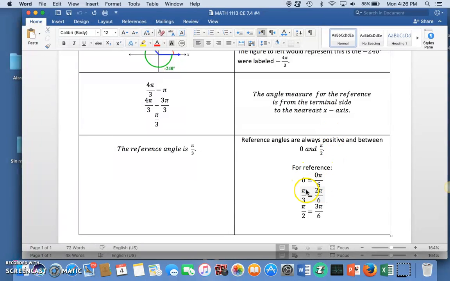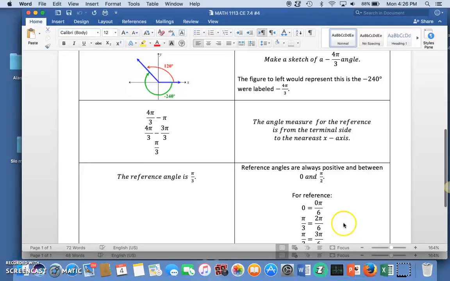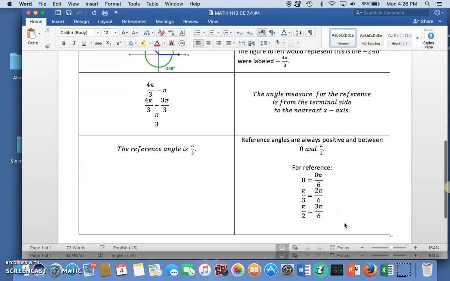Zero is like 0 over 6, pi over 3 is 2 pi over 6, and pi over 2 is 3 pi over 6. And you can see that it lies between 0 and 2 pi. Hope this helps.